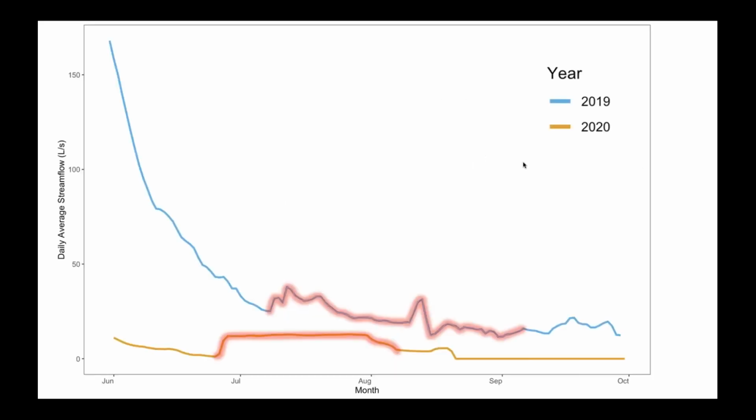So here again are the hydrographs, and I've highlighted the period of augmentation in both of those years. You can see the extent of augmentation was longer in 2019, but we're only going to focus on the 1-month period.